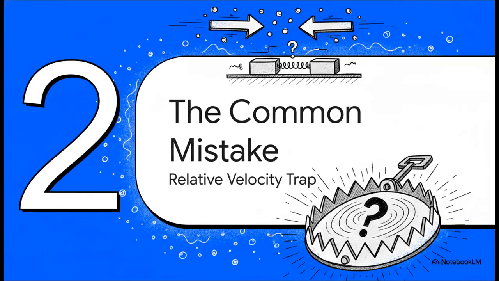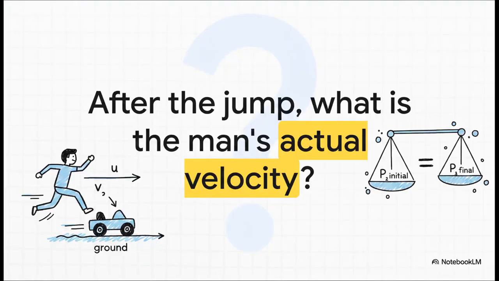All right, now before we jump into the equations, let's talk about the big one, the classic trap. This is the spot where almost everyone gets tripped up the first time they see this problem. But don't worry, once you see it, you'll never fall for it again. So the problem throws us a bit of a curveball. See, it gives us the man's jumping speed, which it calls u. But here's the catch. That speed is relative to the buggy he just jumped from. And that's a problem for us.